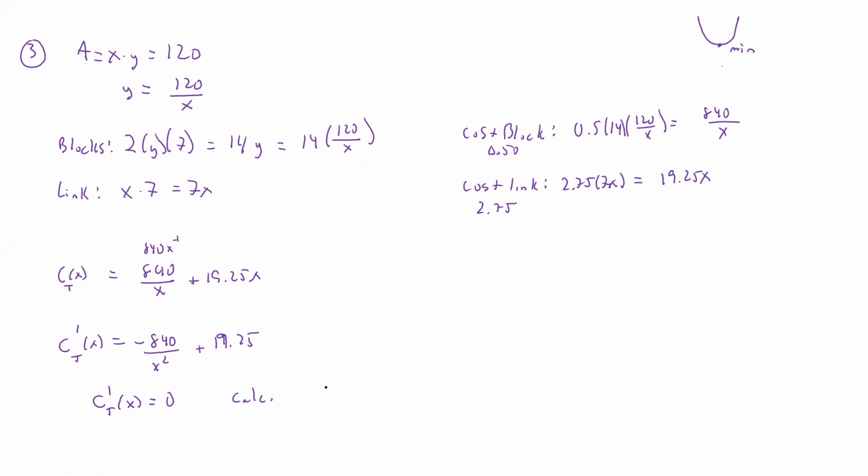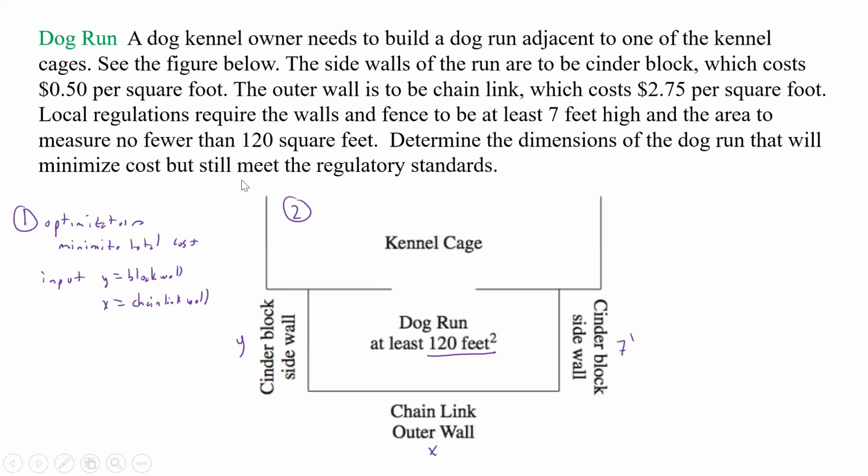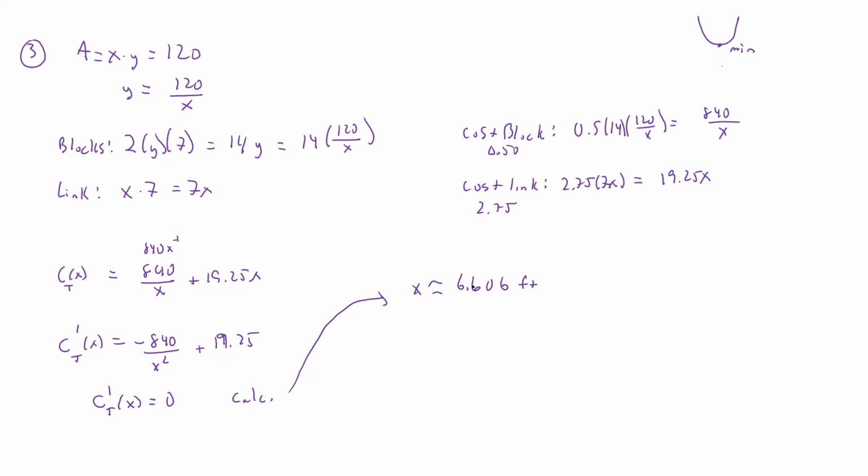And so we found that x was approximately 6.606. That is feet because we're doing chain link fence. Now what do we want to have? Determine the dimensions of the dog run. Okay, well, we don't need that many decimals. So let's call x equal to 6.6 feet, and that's going to be the chain link.